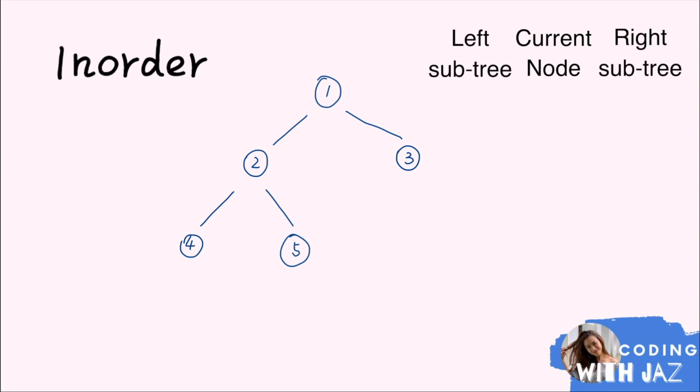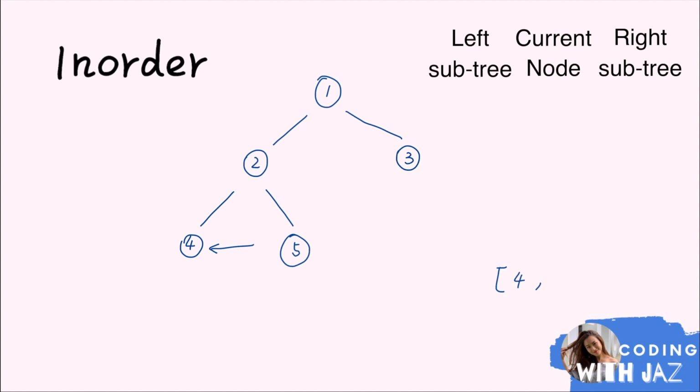For in-order traversal, your current node is going to be in between its left subtree and its right subtree. So we start from the root and then check if it has a left subtree. If it does, we go to its left subtree. And for that node, we also check if that node has a left subtree. If it does, we go down to its left subtree. Now we're at one of the leaves of this tree, meaning that node 4 doesn't have any children. So it doesn't have a left subtree. And that's when we record its value.